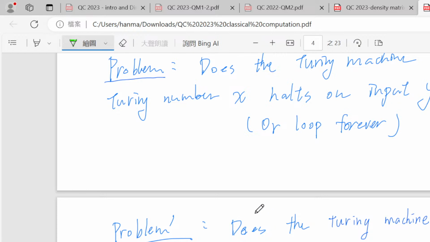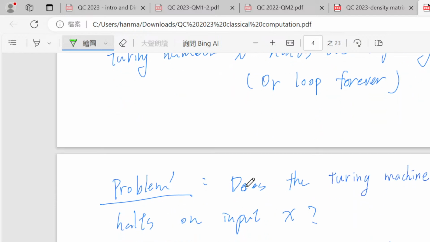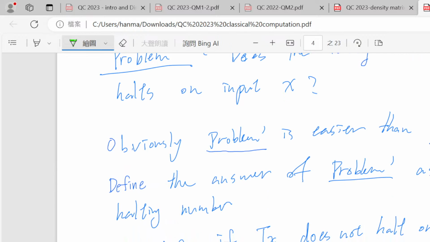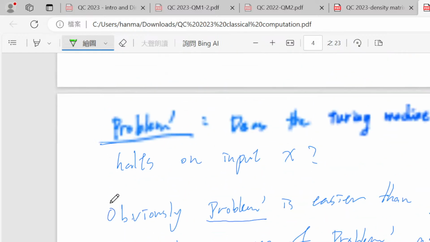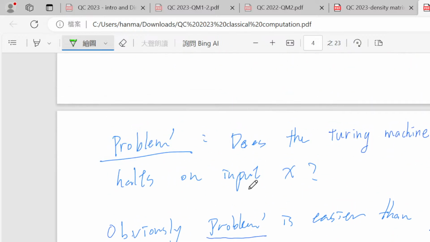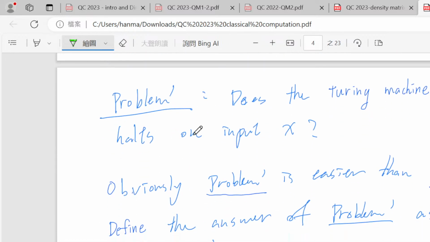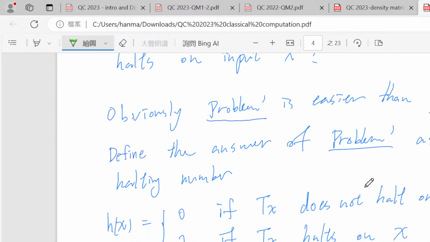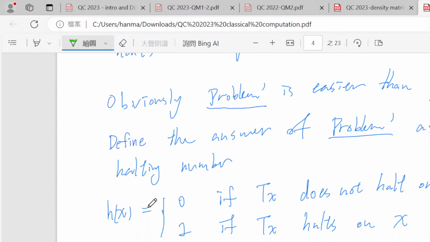Okay. So yeah, it's a bit funny. We are asking a Turing machine, if you put its Turing number on the input itself, does it halt? And yeah, it's easier. And we can define, this is just really a simplification of notation because we don't want to write two numbers here. We only need one to prove the contradiction.